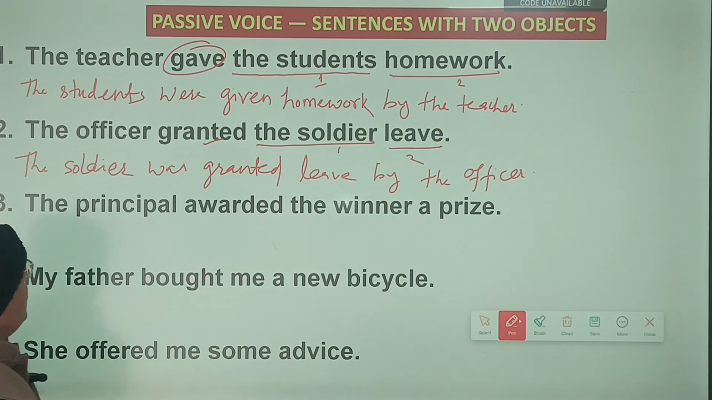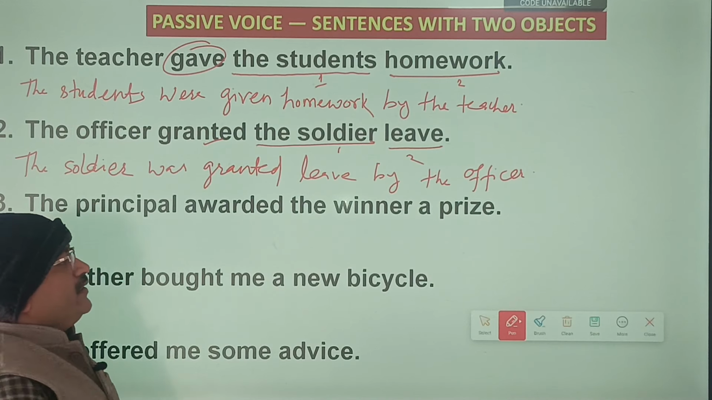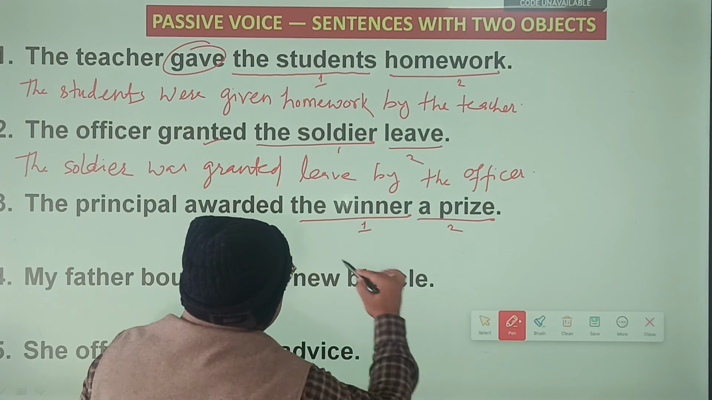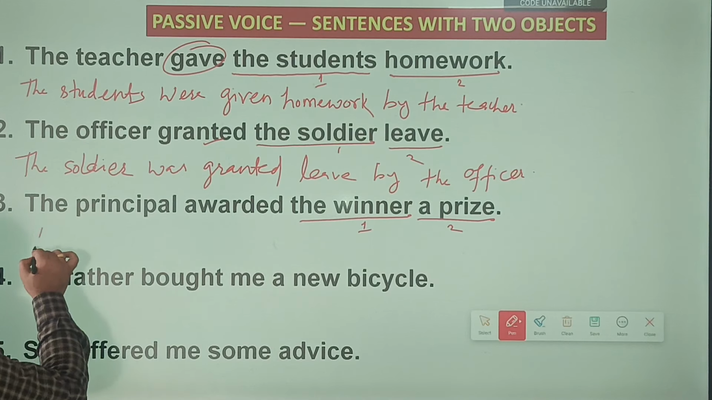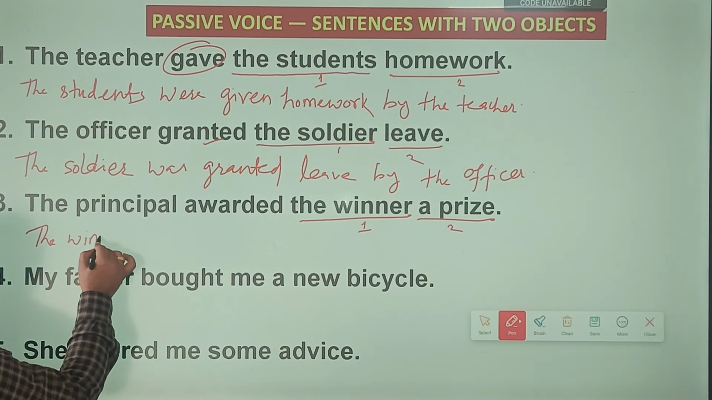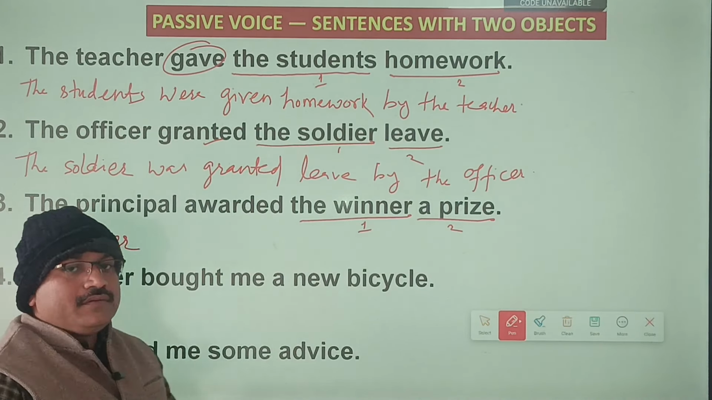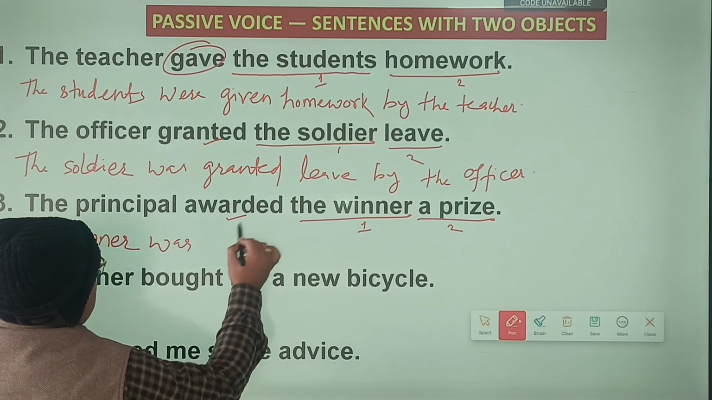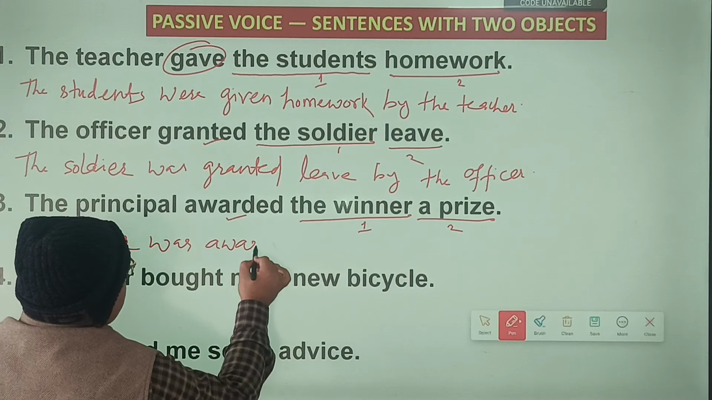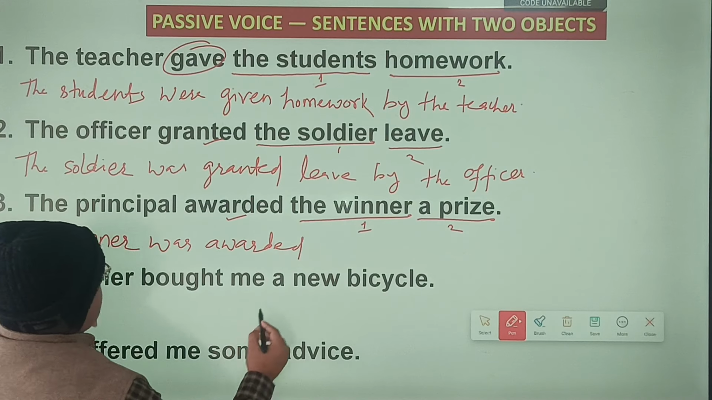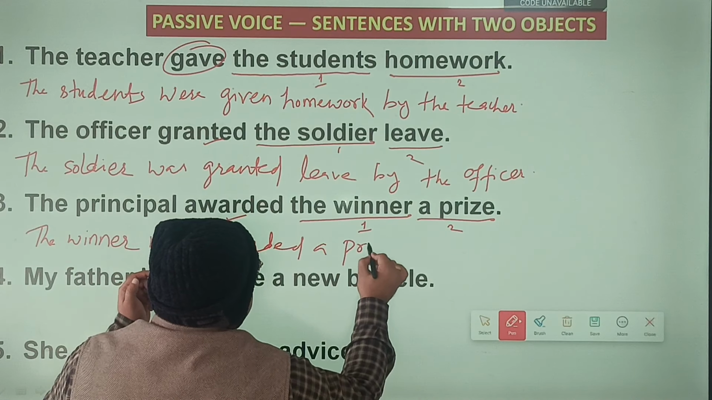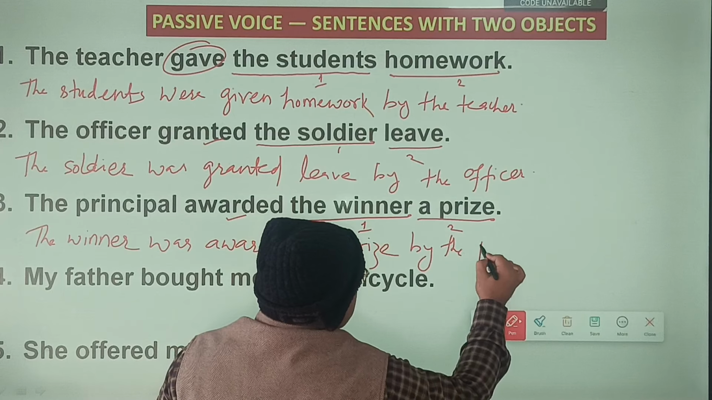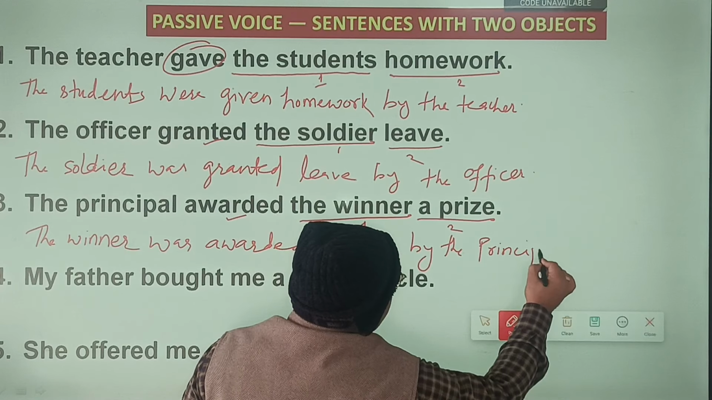Yes or no? The principal awarded the winner a prize. Object 1, object 2. Let us take this. The winner, simple past again. So the winner was what? Awarded. Awarded what? A prize by the principal. Yes or no?